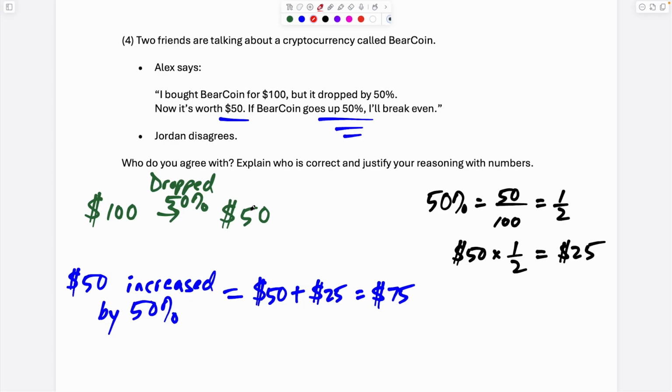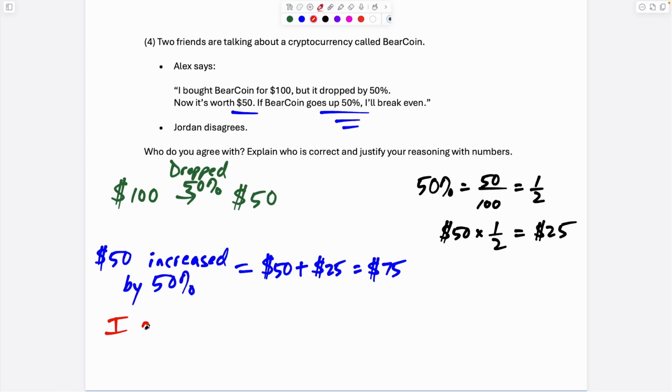The $50 price would have to go up another $50 now to go back to $100. So the price would have to double. So Bearcoin would have to go up 100% for Alex to break even. So now we could say here that we agree with Jordan. And why is Jordan correct? Well, if we increase $50 by 50%, that brings us back to $75, which is not equal to the original $100 price of Bearcoin.